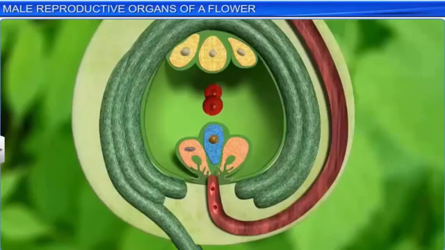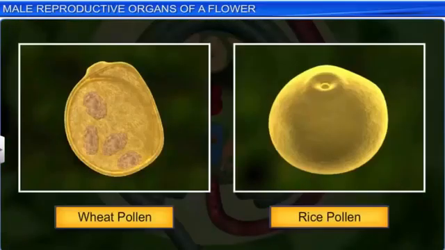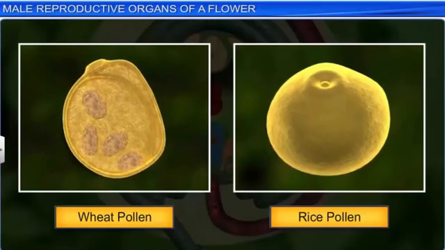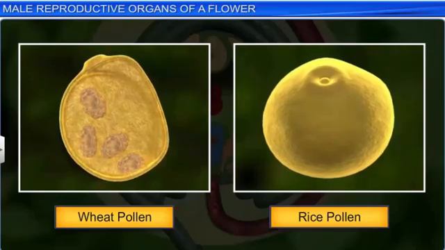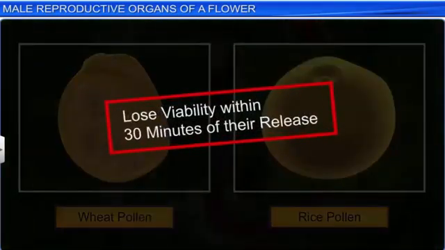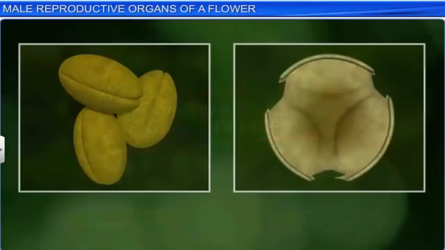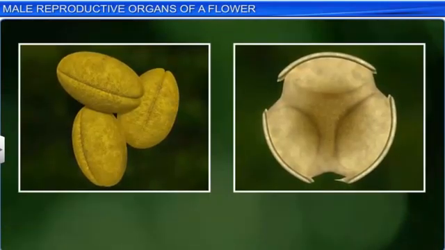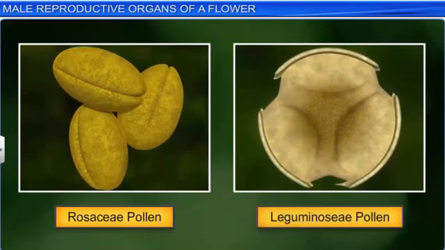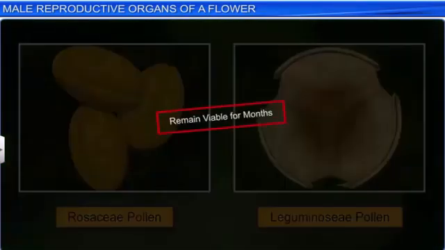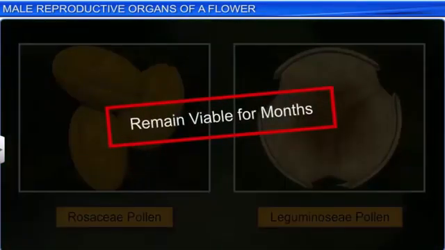Moreover, pollen grains of different plants have different periods of viability. Pollen grains of cereals such as wheat and rice lose their viability within 30 minutes of their release. Whereas pollen grains of some members of Rosaceae, Leguminosae and Solanaceae remain viable for months.